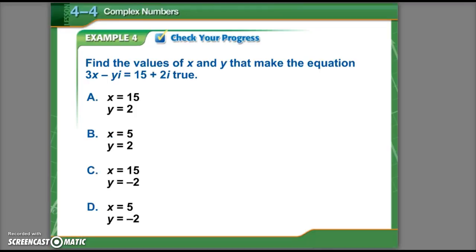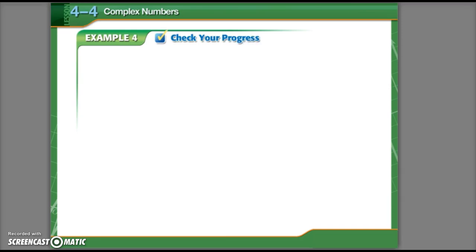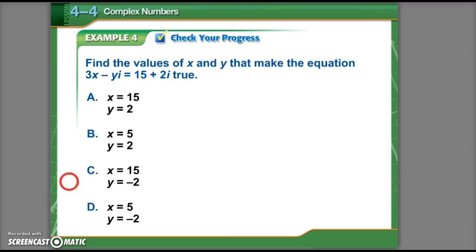Okay, here's one for you to check your progress on. Find the values of x and y that make the equation 3x minus yi equals 15 plus 2i true. Pause the video as long as you need. When you have your answer, come on back and advance to the next slide. The answer here is D. x is 5 and y is negative 2.